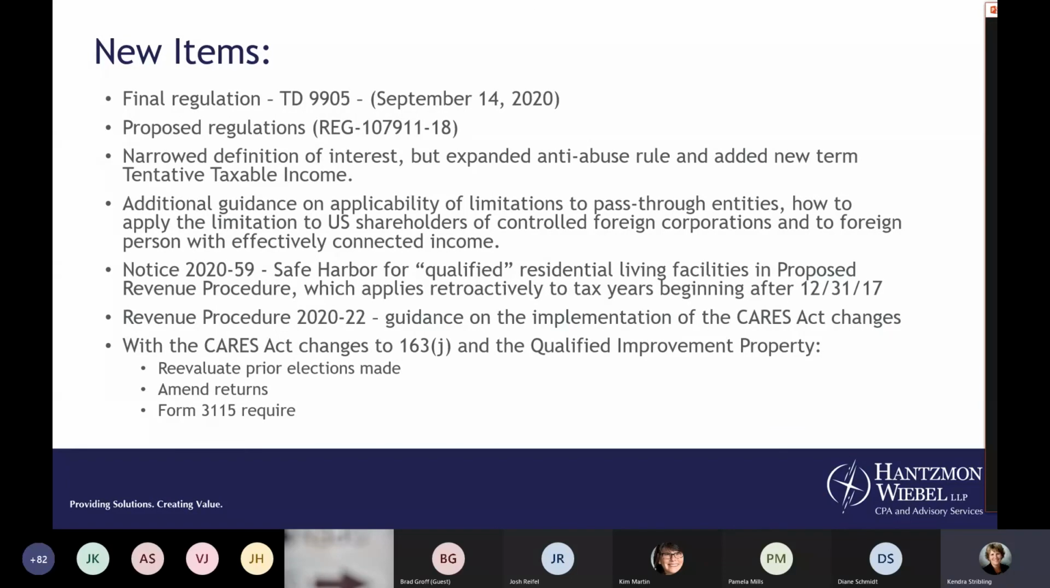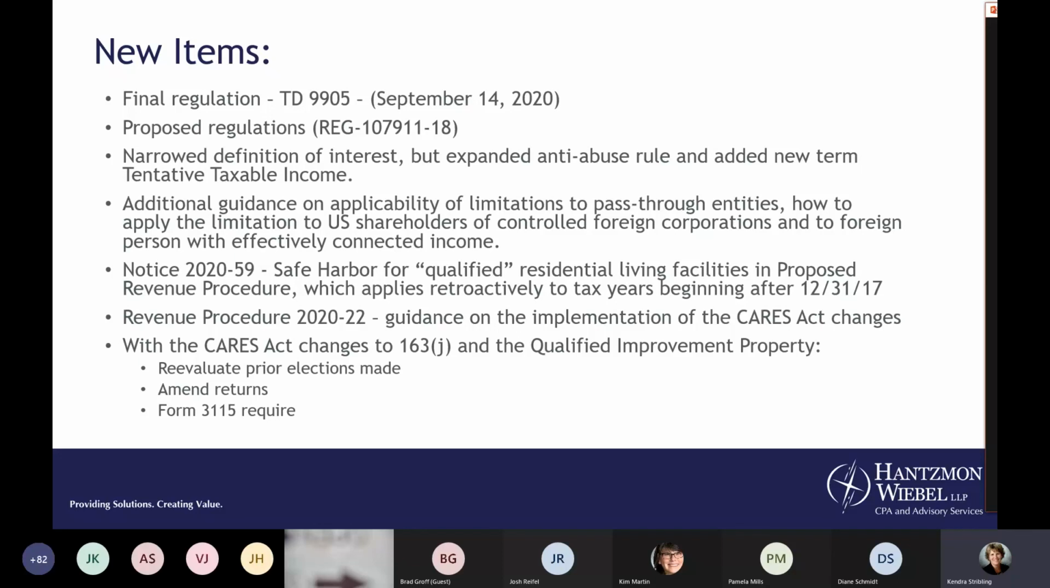This narrower definition of interest means fewer items are subject to the deduction limit, so a larger business interest expense deduction may be allowed. The final regulations also expanded the anti-abuse rule and developed a new term, tentative taxable income. The 2020 proposed regulations provide guidance on issues not addressed in the final regulations, such as how the limitations apply to pass-through entities, how to apply these limitations to U.S. shareholders of controlled foreign corporations, and to foreign persons with effectively connected income.